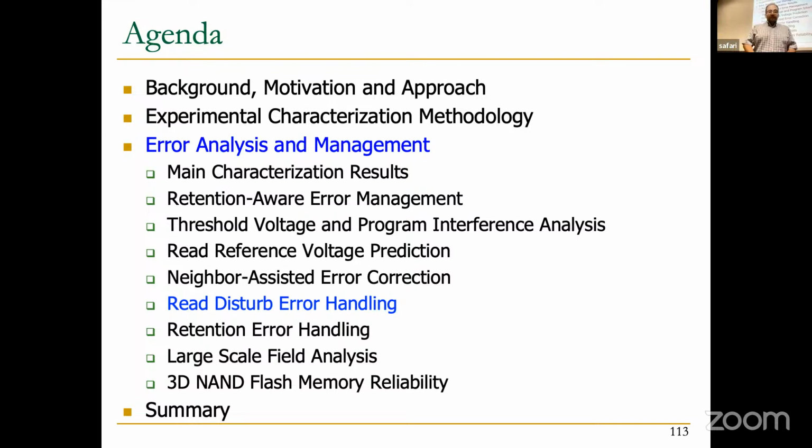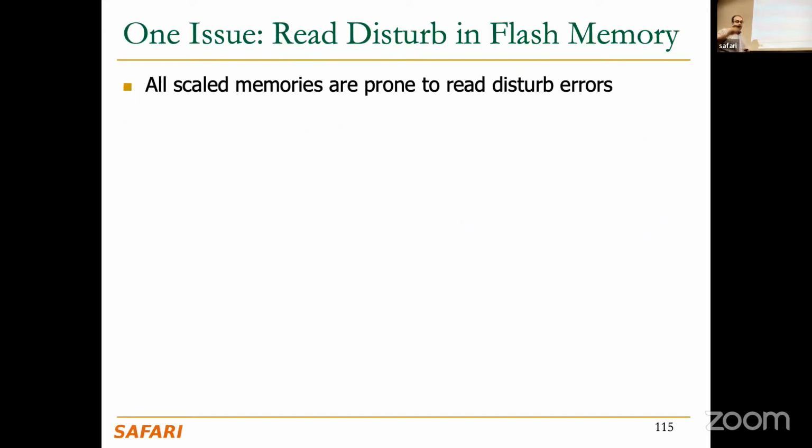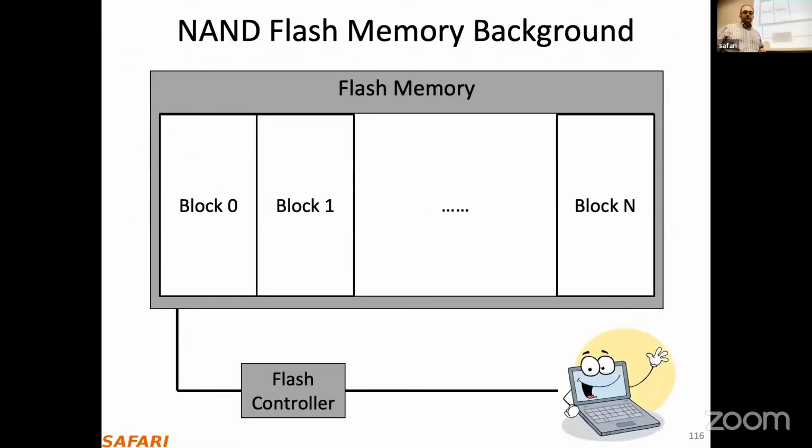Then let's move on. The next topic is about read disturb error handling. It's again similar to the read disturbance error in DRAM that you already learned a lot about, like RowHammer and RowPress. But let's see this phenomenon in flash memory. All scaled memories are prone to read disturb errors: DRAM, SRAM, hard disk, and NAND flash. But we want to focus more on NAND flash memory.